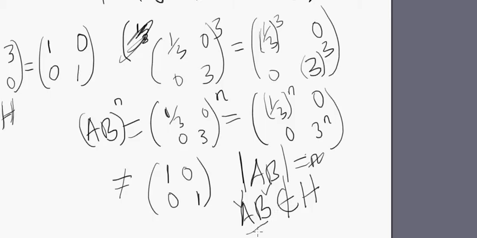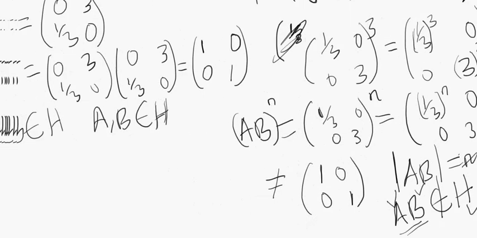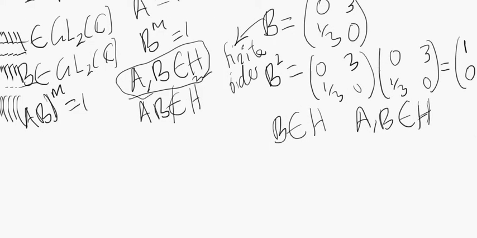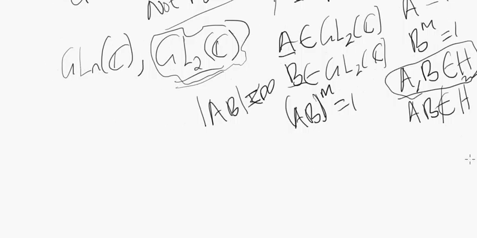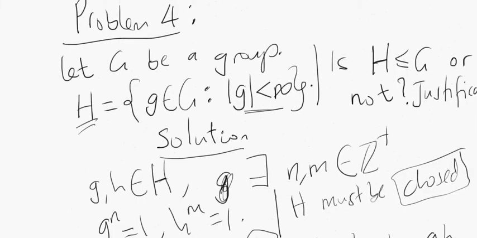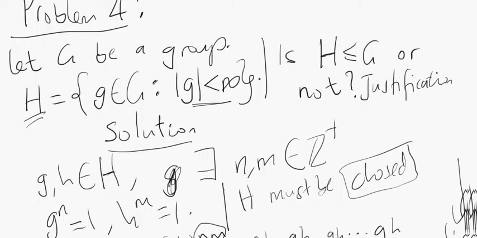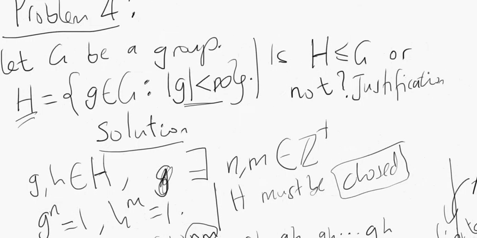Well, that's another way of saying that H is not closed. But if H is not closed, it means H is not a group. Well, if H is not a group, then it's certainly not a subgroup, because a subgroup is, at the very least, a group. So we've actually presented an example where H is not a subgroup of G, which means that in general H is not a subgroup of G, right?